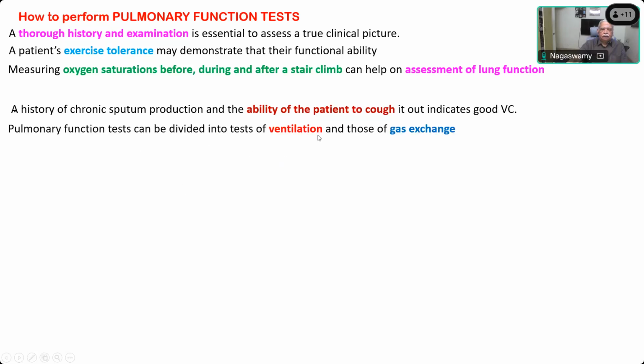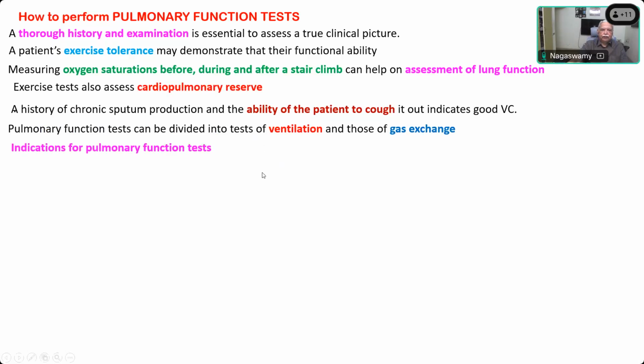Pulmonary function tests are divided into two categories. One is to assess the ventilation and the second is to assess the gas exchange. Just like the ABG is done to assess the oxygenation and ventilation, here in pulmonary function test we are doing it mainly to assess the ventilatory component and also the gas exchange component. Exercise tests also assess the cardiopulmonary reserve of the patient.